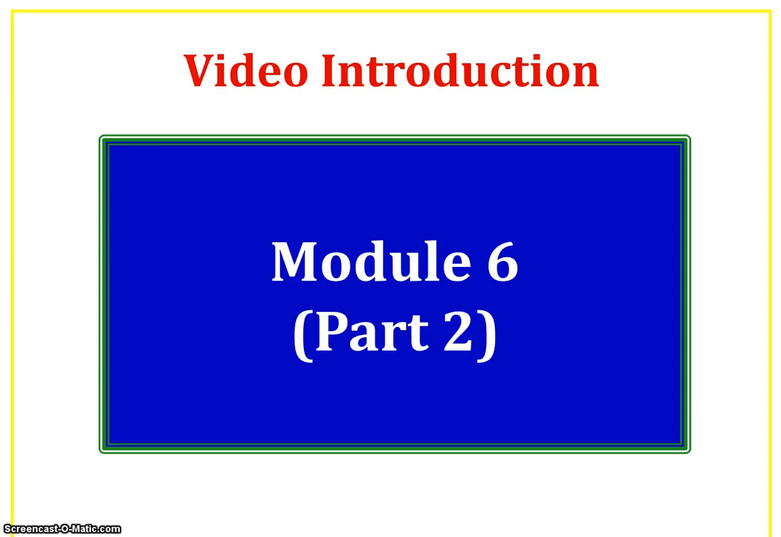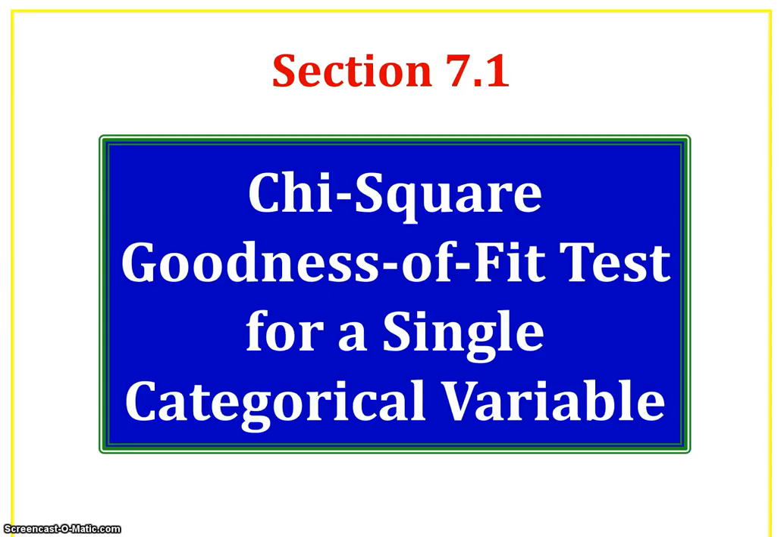This is the second part of the video introduction to Module 6. In this video, we will talk about the chi-square goodness of fit test for a single categorical variable.